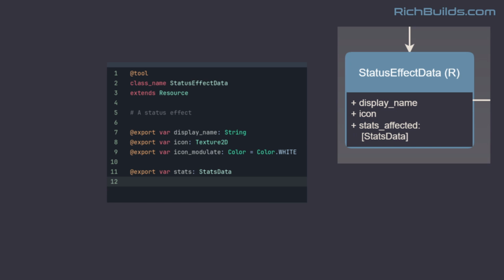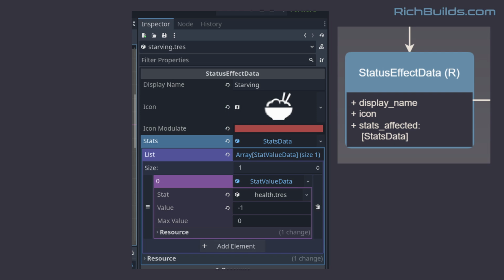Which leads us to the last piece in the puzzle, the status effect data resource. This, like the stat data resource, just holds information necessary to display it in the GUI and the additional stat adjustments associated with the status effect. And here's what the starving effect looks like in the inspector once it's fully populated. It has one stat effect, health, which it reduces by 1 for every tick.